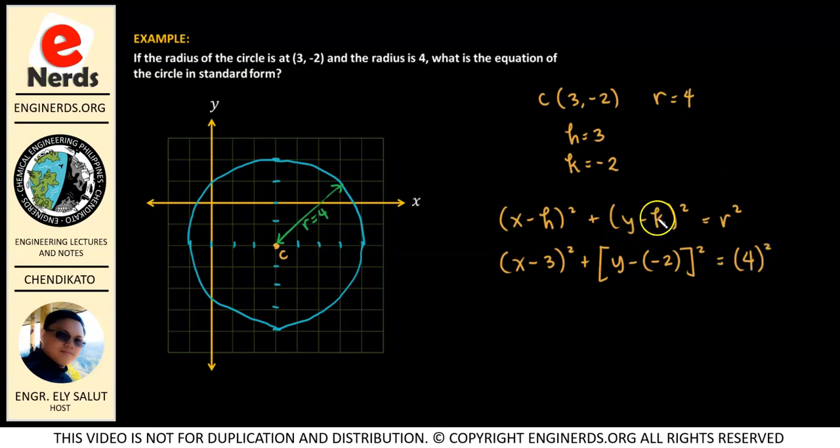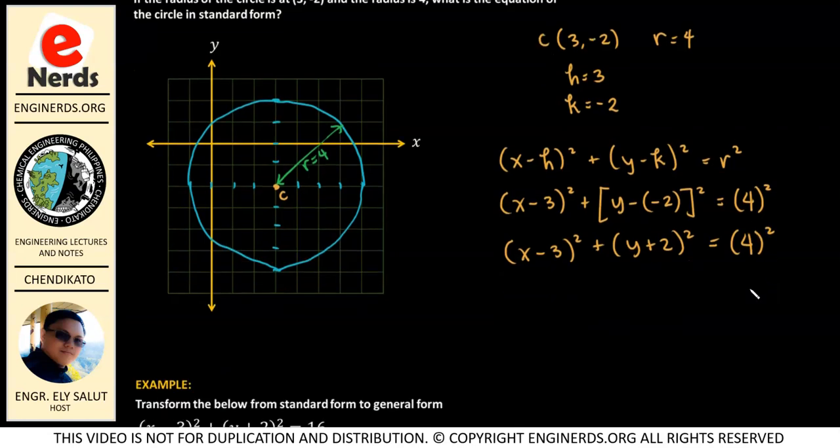So as you can see, no, our y is subtracted to k. But our k is equal to negative 2. Kaya naglagay tayo ng parenthesis dito. No? So that means we have y minus negative 2, which means this will be y plus 2. So let me write that again. No? We have x minus 3 squared, okay, plus y plus 2 squared is equal to 4 squared.